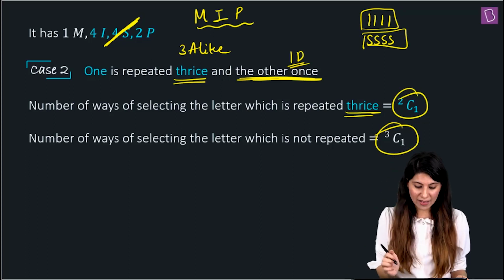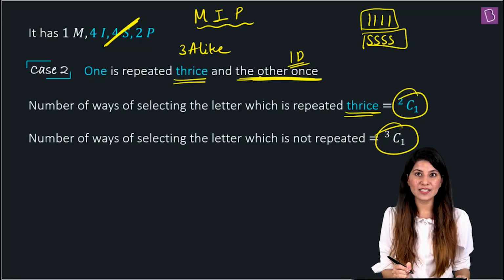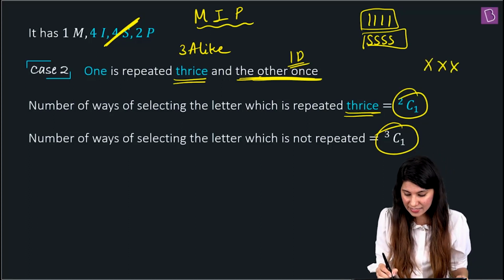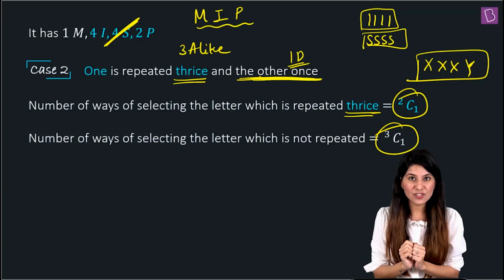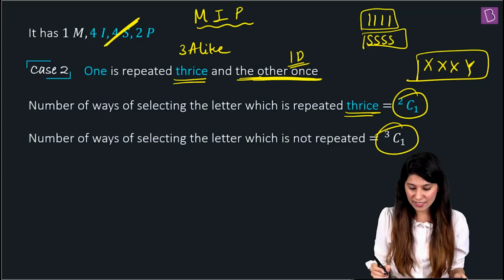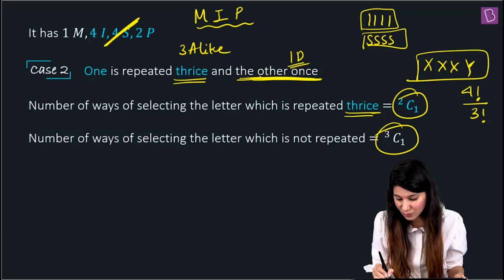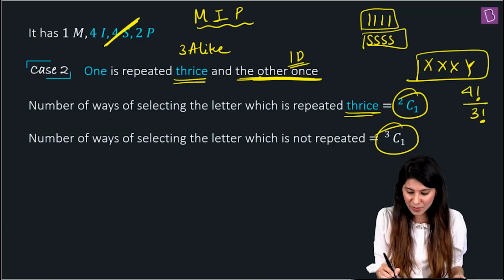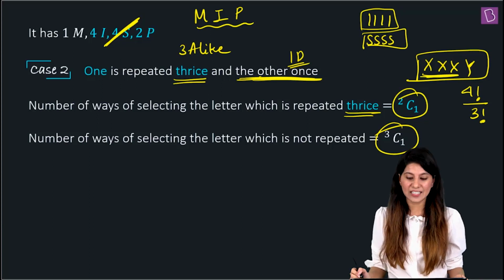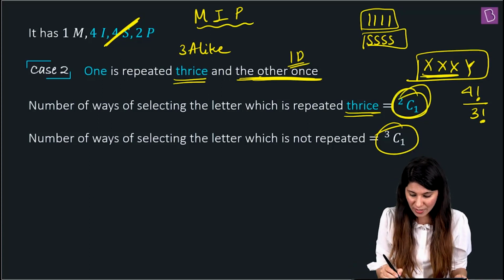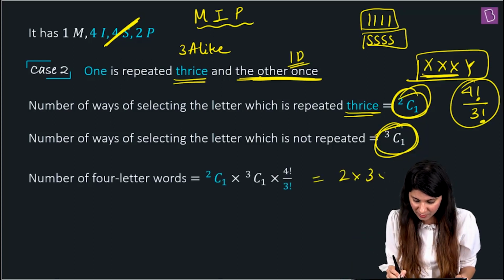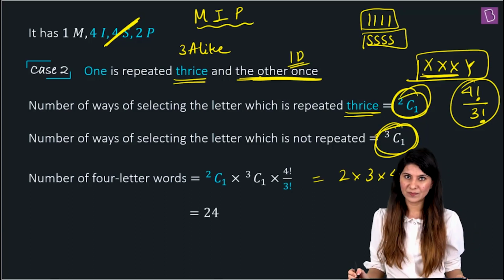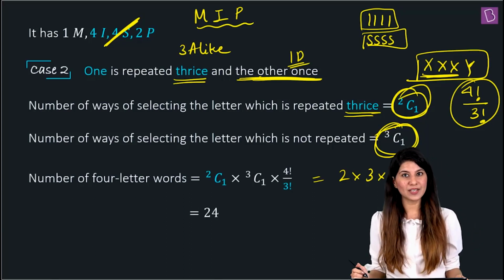Now I actually have three alike and one different letter, just like this, XXXY, this kind of pattern. Now I need to arrange it. Can I arrange it? Yes, I can arrange it in 4 factorial by 3 factorial ways. Why 3 factorial in the denominator? Because 3 are identical. So now let's multiply 2C1, 3C1, 4 factorial by 3 factorial. If you solve it, what do you get? 2 multiplied by 3 multiplied by 4, which equals 24. So case 2 says 24 is your answer.